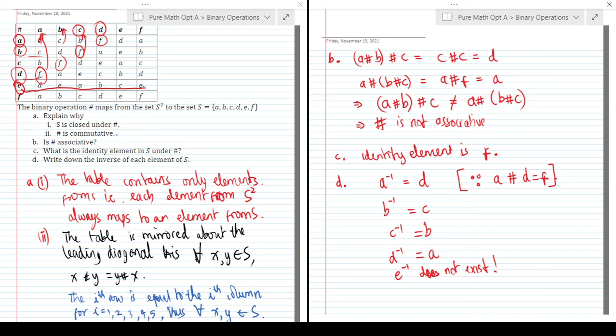What about the inverse of F? Well, the identity is the inverse of itself under the operation, right? So if I start off with F, where do I get F? Over here. So what's the inverse of F? That. F inverse is F itself. And that happens, right?